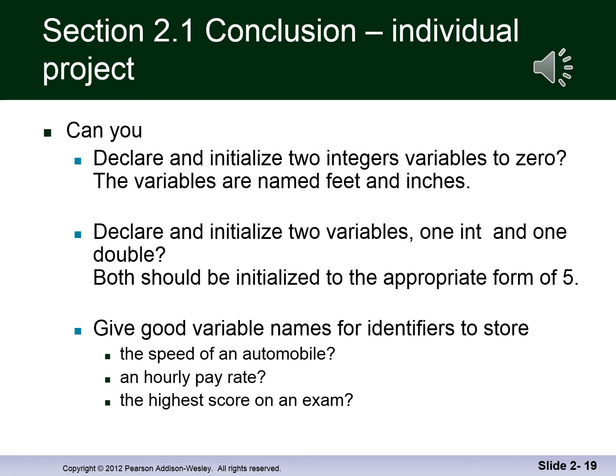Declare and initialize two variables, one int and one double. Both should be initialized to the appropriate form of 5. And can you give good variable names for identifiers to store the speed of an automobile, an hourly pay rate, the highest score on an exam? There are no exact correct answers for that last one. Speed of an automobile could be auto_speed, it could be car_speed, it could be speed_, but they need to be intuitive and they need to be clear as to their intent.